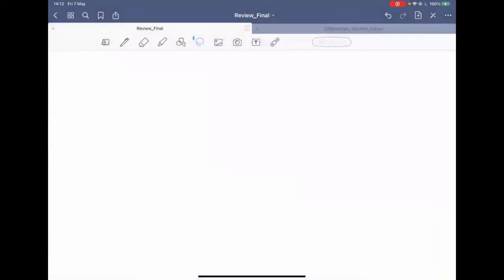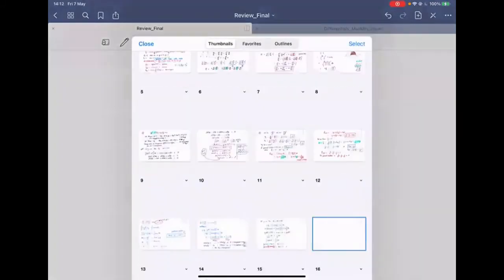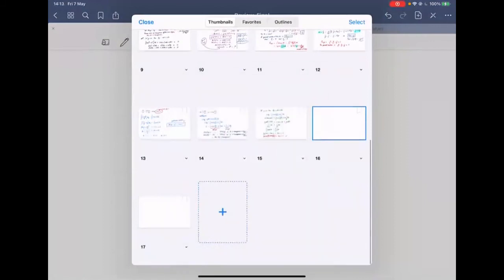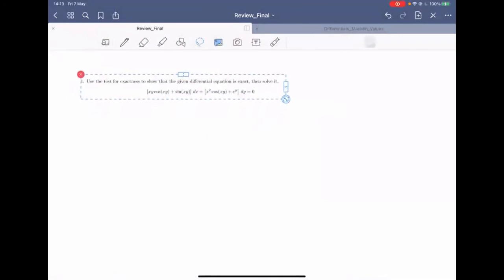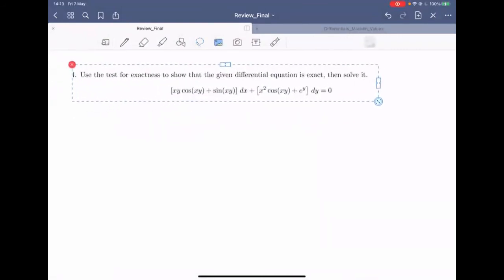Maybe I need to use so many pages, so I'm going to add one more and one more. Who already did this question? Is it easy? I have not done it. I just picked this question from the book. It's okay, right? Okay, let's do that.